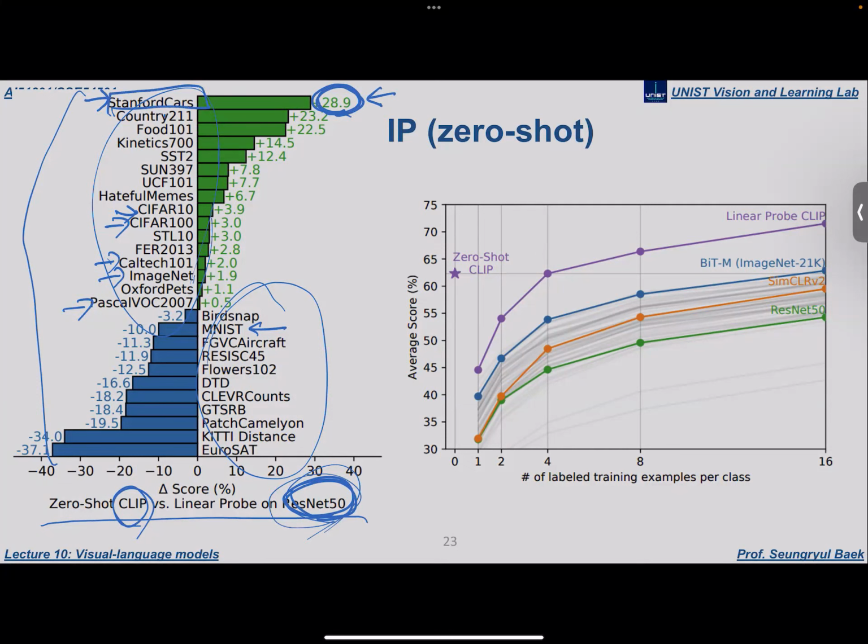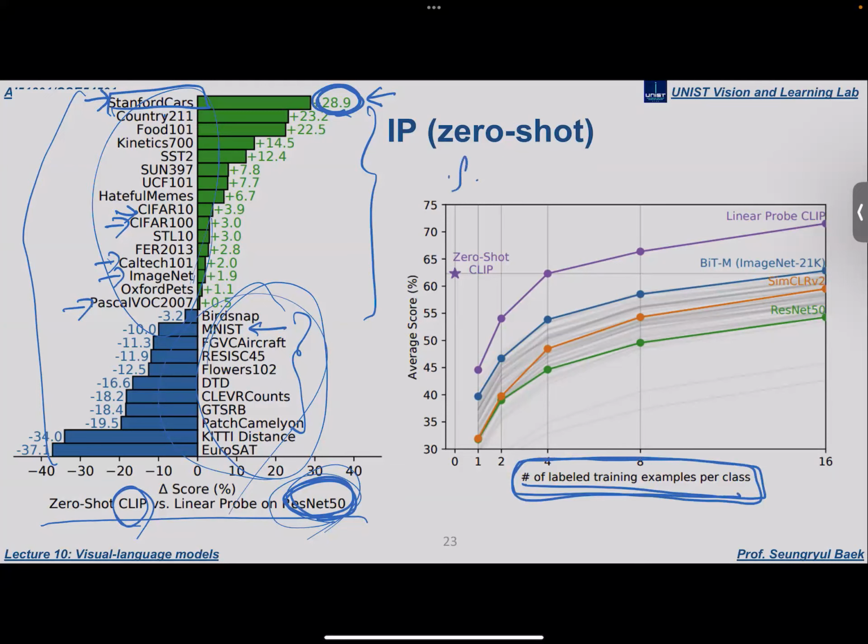So here is the list of datasets where CLIP outperforms the ResNet, which is trained in the supervised way. But for some of the data, CLIP is producing less performance than the ResNet. But this could be excused because CLIP was trained in a different way, not with full supervision on the dataset.